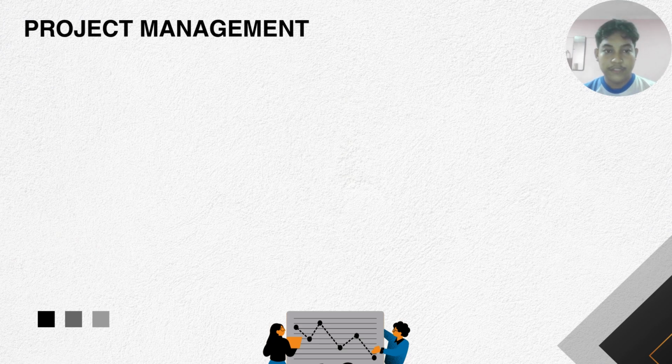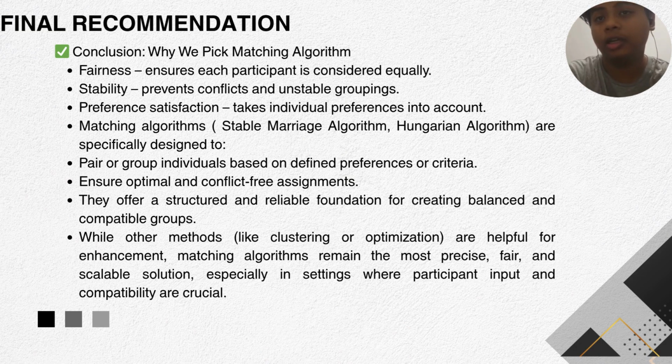For project management, our group has a comparison table which is based on category, best use case, advantages, and their challenges. Okay, now for final recommendations. In conclusion, why did we pick the matching algorithm?